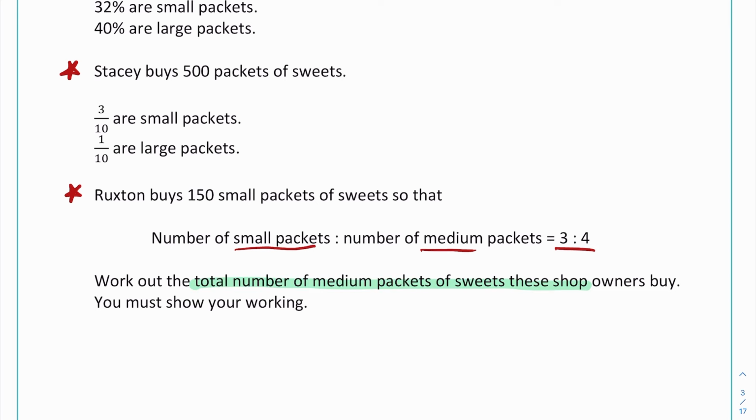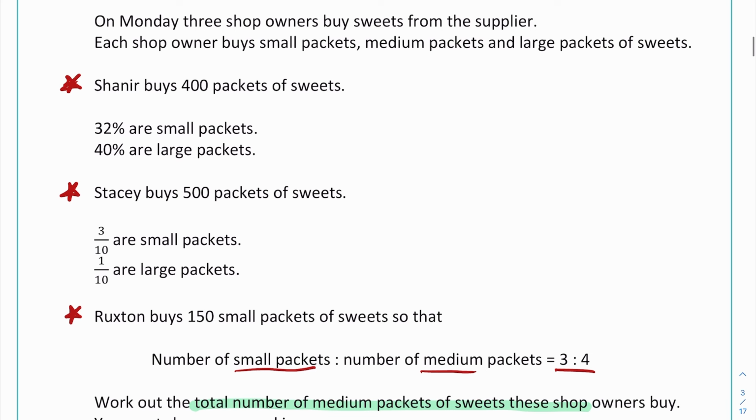So, if we go back to Shania and work out her percentage, a few different ways that you could do this. If we add together 32% and 40%, that in total right there is 72%. 100 take away that 72 means that 28% must be medium.